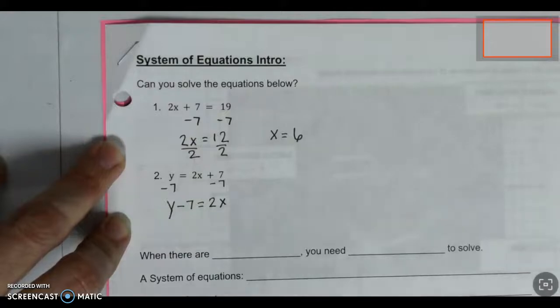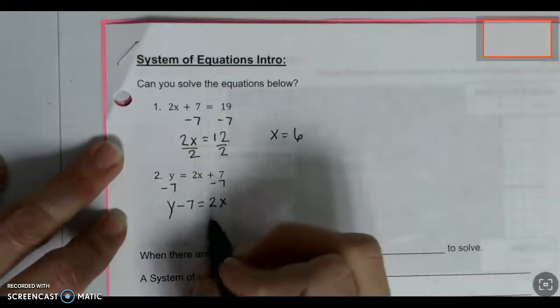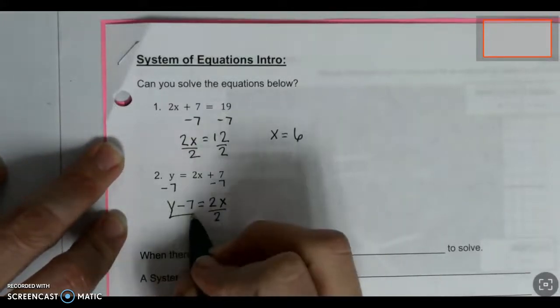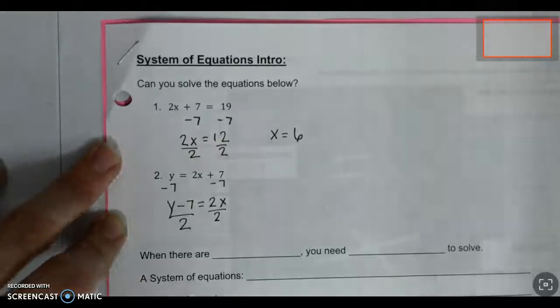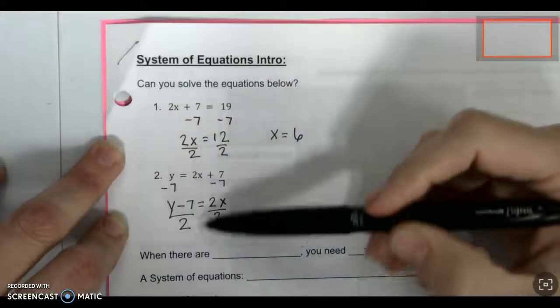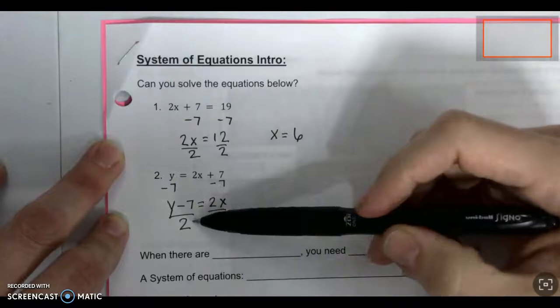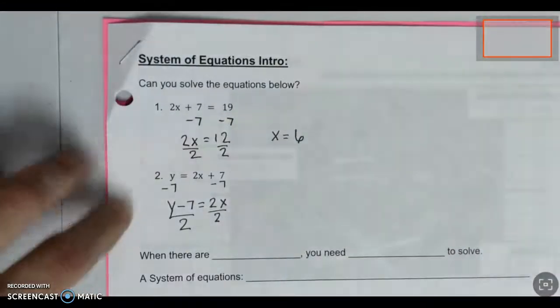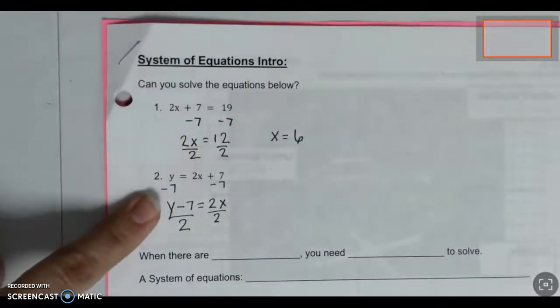And now I can divide by 2. But when I divide by 2, do I actually get one numeric answer? I get this kind of crazy fraction, right? So the question is, what's the difference between this equation and this one that I couldn't actually get a number answer? You stuck a y in there.